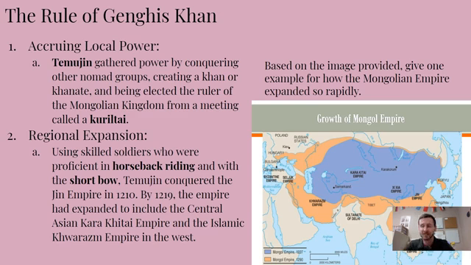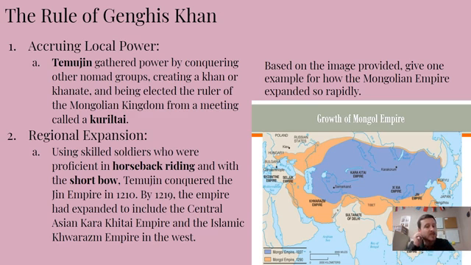Now, looking at the rule of Genghis Khan and the introduction of the Mongol Empire itself. In bold here, you have this term Temujin. Temujin is another word for who will become Genghis Khan. This is his official name. He comes to power, creating a Khan, or oftentimes it's called a Khanate. This is just another way of referring to an area of land controlled by a particular group of people. In this case, this happens to be the Mongols.